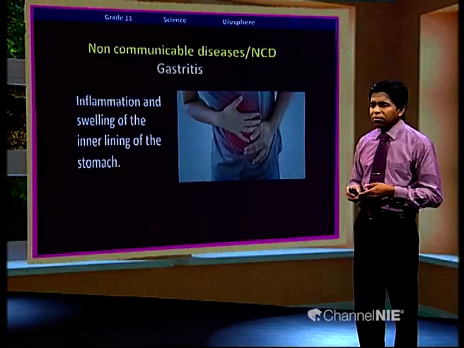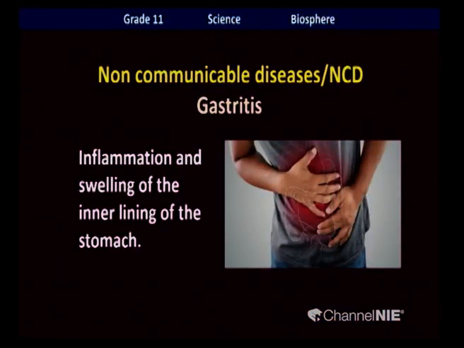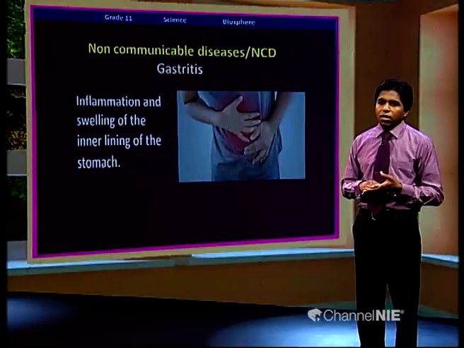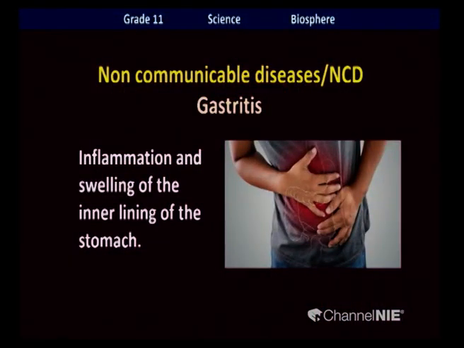Next one, gastritis. This is one of the most common diseases, but it's not a deadly disease. Most of the people, not only the adults but even the school children, suffer from gastritis. So what is gastritis? Inflammation and swelling of the inner lining of your stomach. So what is the acid present in your stomach? HCl, hydrochloric acid. It is a strong acid inside your stomach. Due to the HCl, the pH is around 1. Due to the increase of the acidity of the stomach, it can cause gastritis.